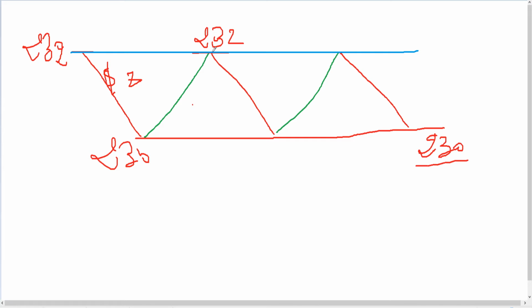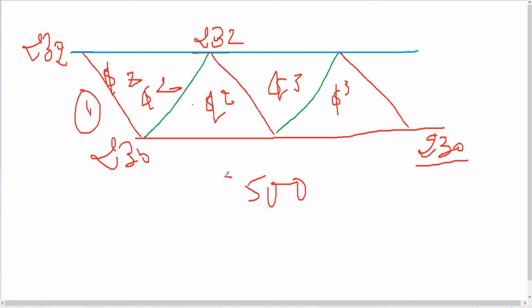Now, $2 here, $2 here, $3 here, $3 here. Now, if you are a good day trader and you trade the whole day, let's say you take only $1 for each of these 5, you will have $500.